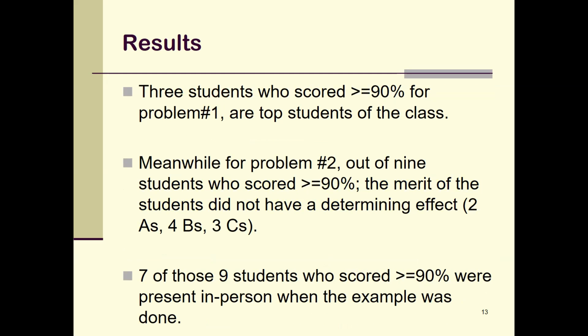And this is what the finding is. We find that 3 students who scored greater than or equal to 90% for problem number 1 are actually the top students of the class. At the end of the semester, those 3 students received an A. But for problem number 2, where 9 students scored greater than or equal to 90%, the overall grade did not matter, because out of those 9 students we have all sorts of grades. There are A's, there are C's. And interestingly, 7 of those 9 students who scored greater than or equal to 90% were actually present in person when we did the examples in class.